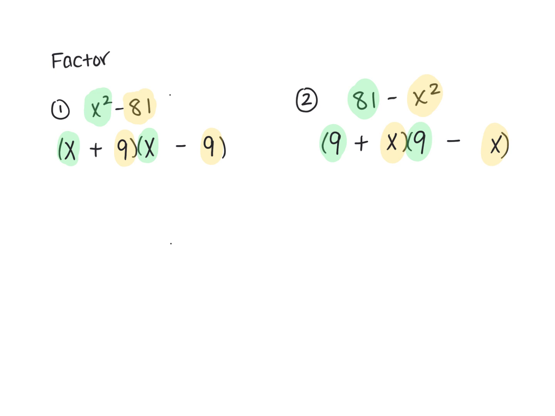So similar question, except they're reversed. If the x squared comes first, then the x comes first. If the 81 comes first, then the 9 comes first. All right, so that's a basic difference of squares problem. All right, what if I make it a little bit harder?